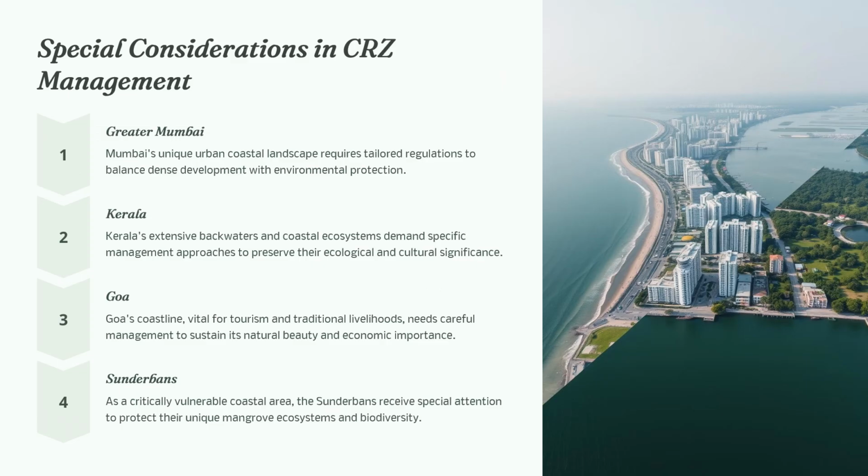Special considerations in CRZ management. 1. Greater Mumbai. Mumbai's unique urban coastal landscape requires tailored regulations to balance dense development with environmental protection. 2. Kerala. Kerala's extensive backwaters and coastal ecosystems demand specific management approaches to preserve their ecological and cultural significance. 3. Goa. Goa's coastline, vital for tourism and traditional livelihoods, needs careful management to sustain its natural beauty and economic importance. 4. Sunderbans. As a critically vulnerable coastal area, the Sunderbans receive special attention to protect their unique mangrove ecosystems and biodiversity.